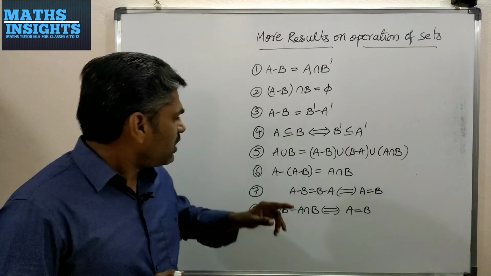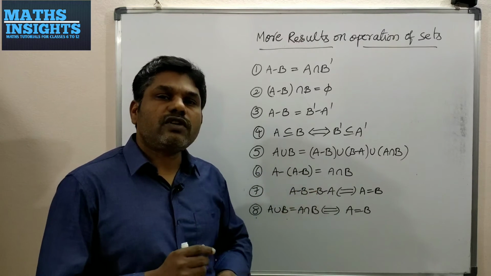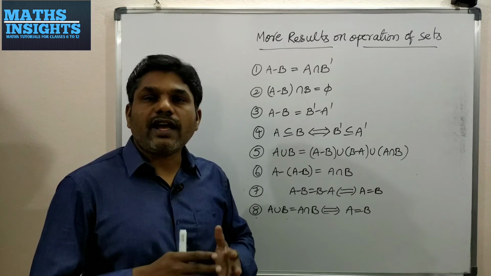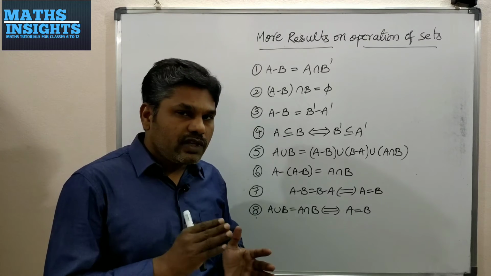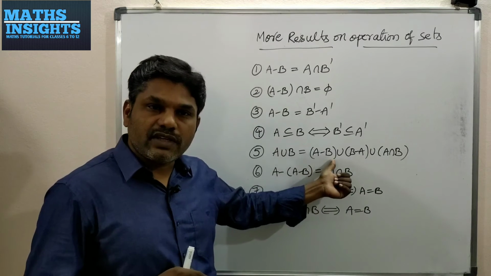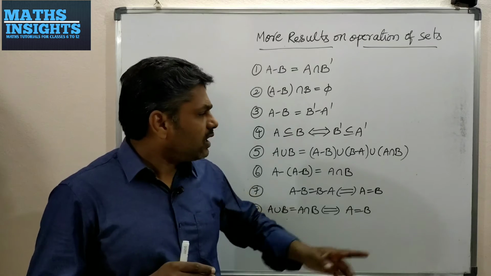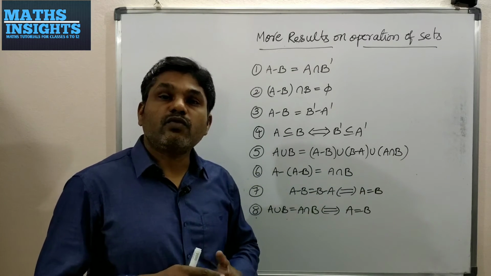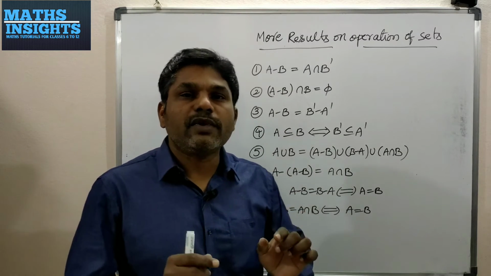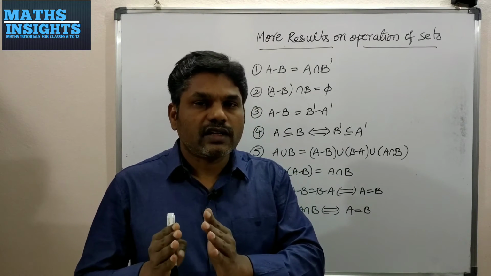And coming to the fifth one, it's very important also, A union B. You know what is meant by A union B. A union B is a set which contains the elements of either A or B or both. Elements of either A means A minus B, that is only A, and B minus A, only B, and A intersection B, the elements of both A and B. So A union B is the combination of elements of only A, only B and both A and B.